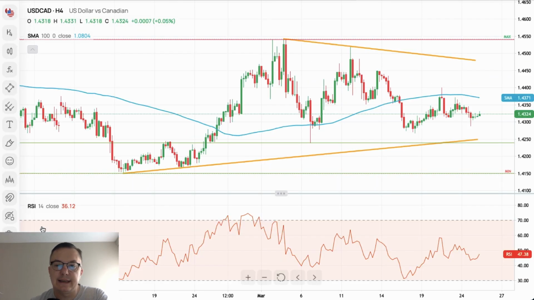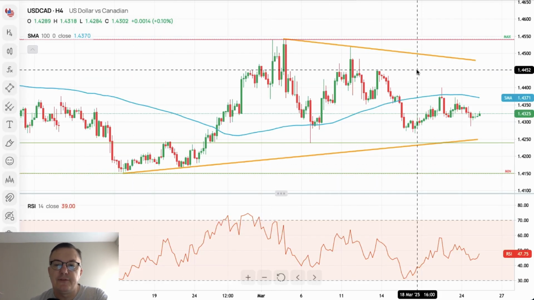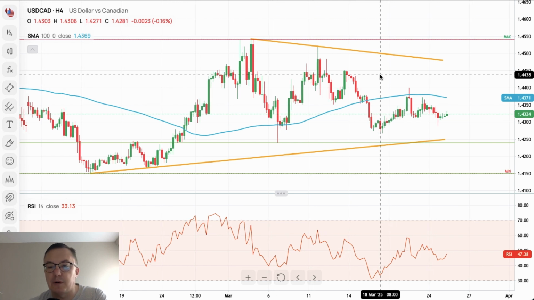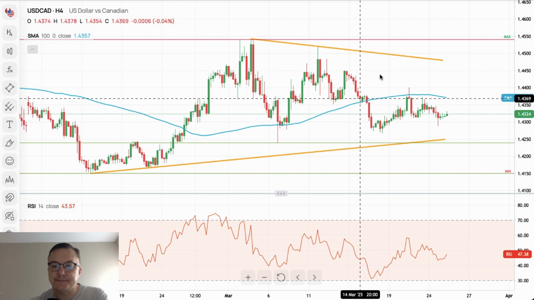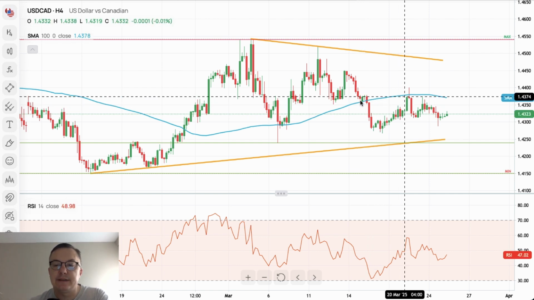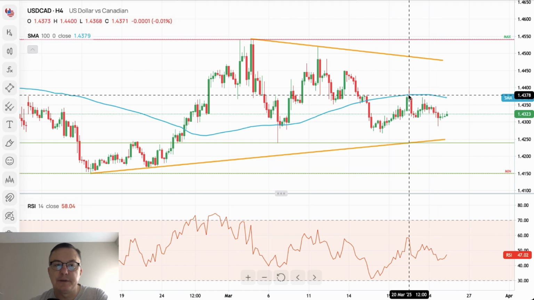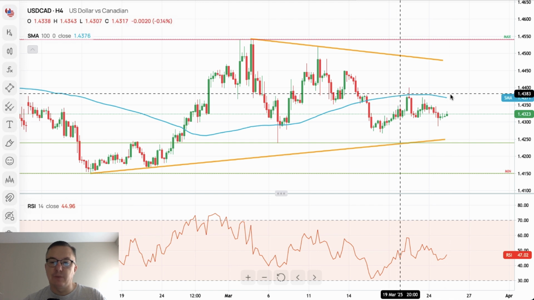Now let's take a look at the Canadian dollar. We've been following this possible triangle idea on the US dollar to the Canadian dollar. As you can see, not much movement has happened here on this market as we get rejected from the 100 periods moving average on a 4-hour time frame chart. This 100 moving average is located at 1.3471 now.